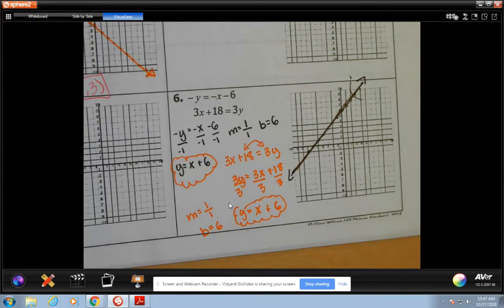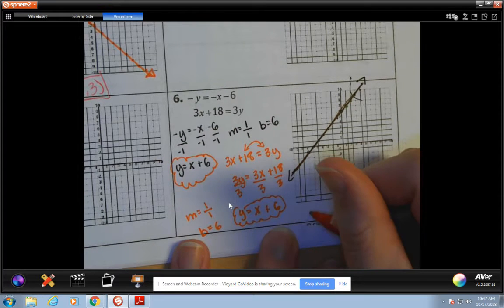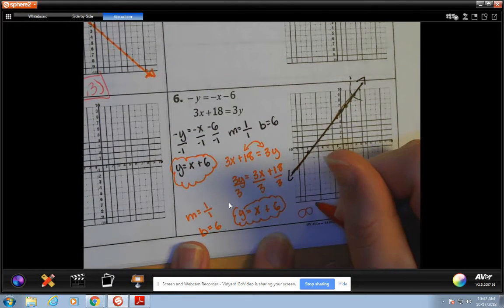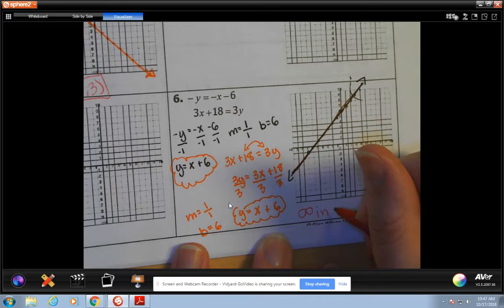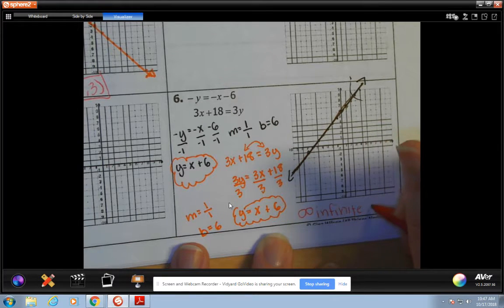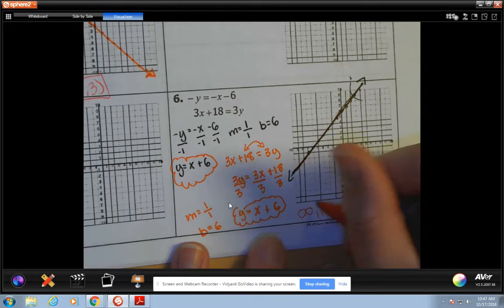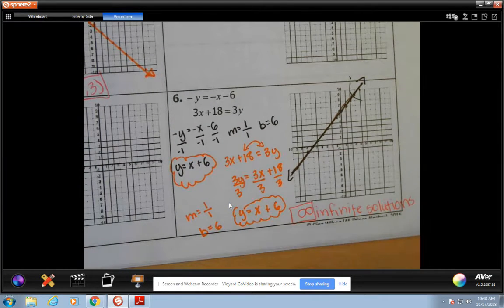So this is where we have infinite solutions, or you can use the infinity sign. And you can write the words infinite solutions. All right, so you can use just the infinity symbol. You don't have to write out the words. I just wanted to show you what that meant. So that's one of those weird solutions.